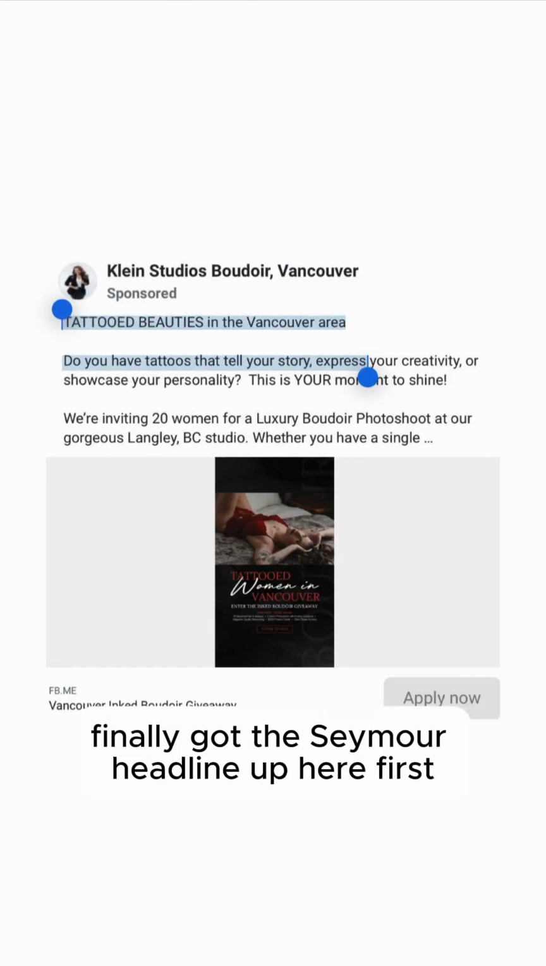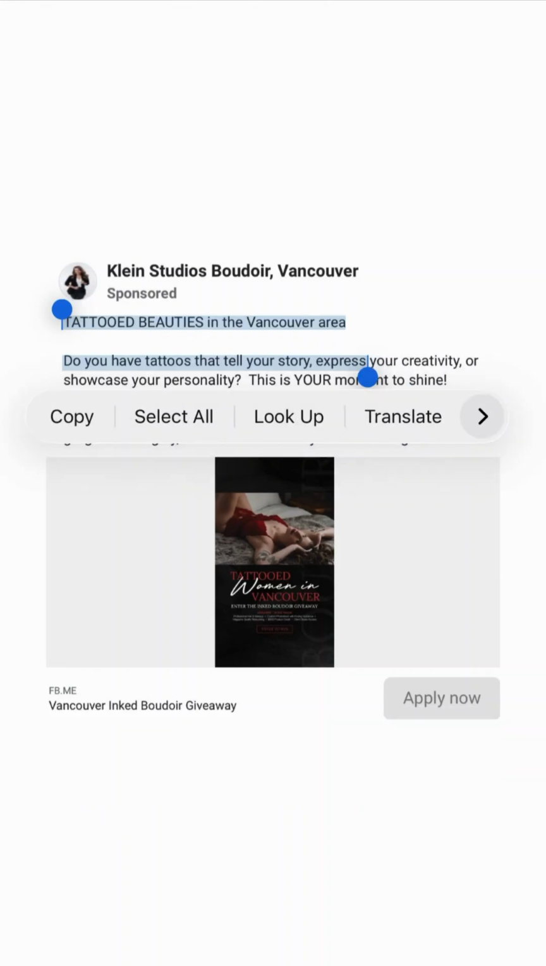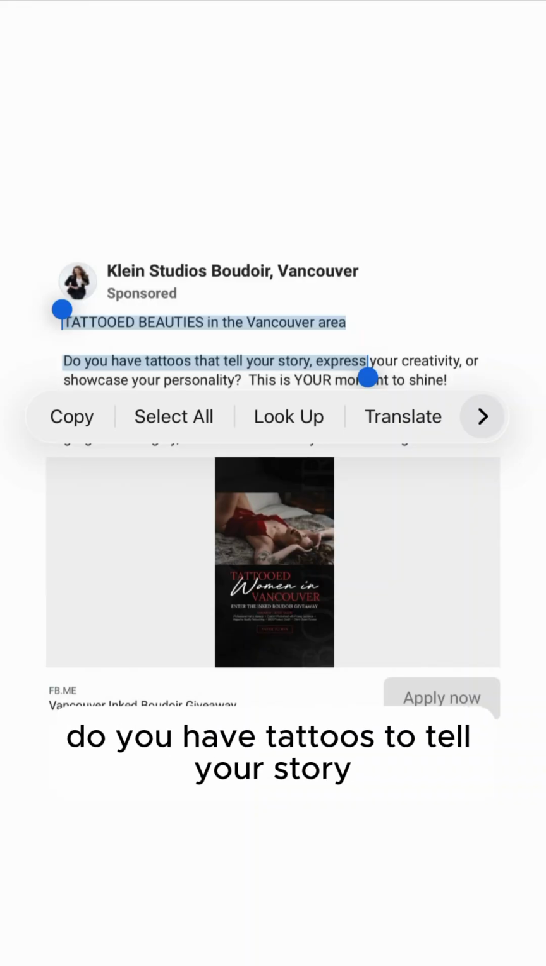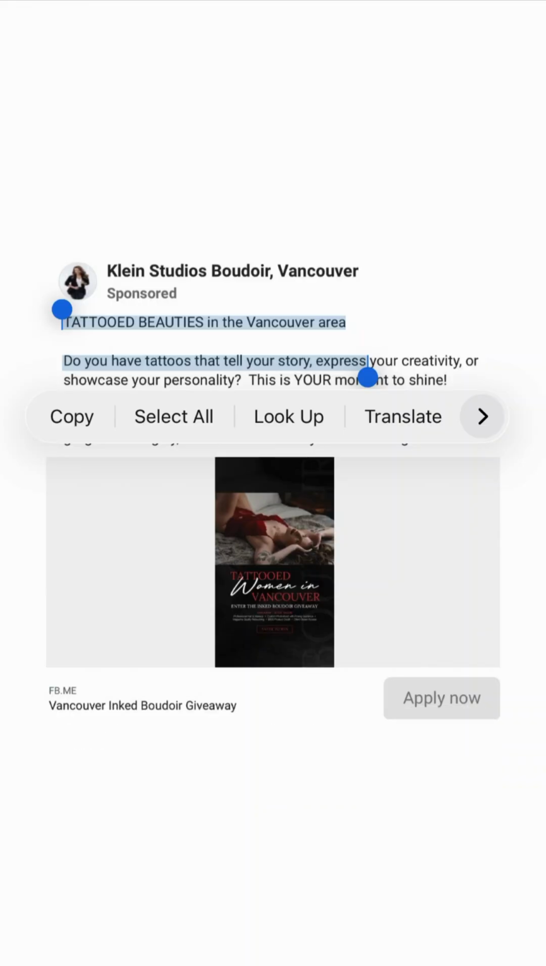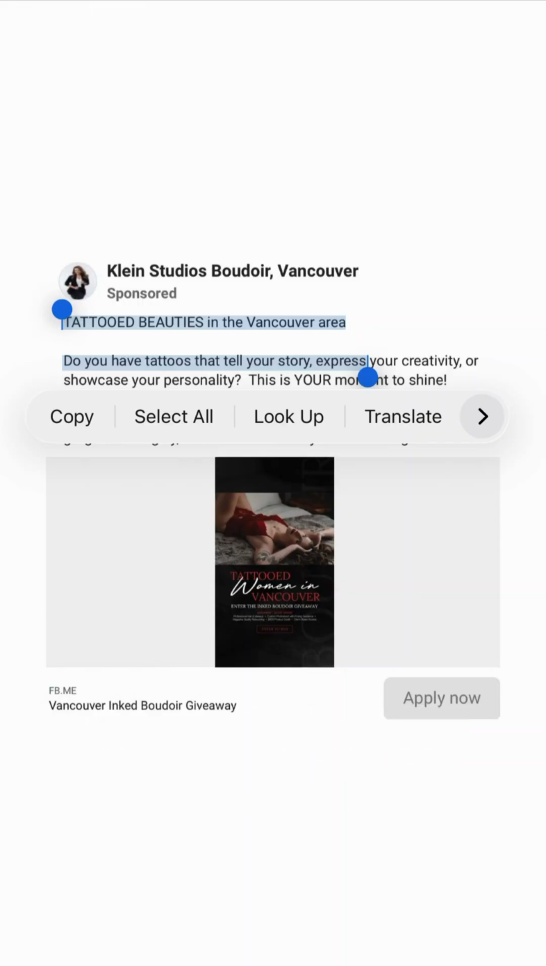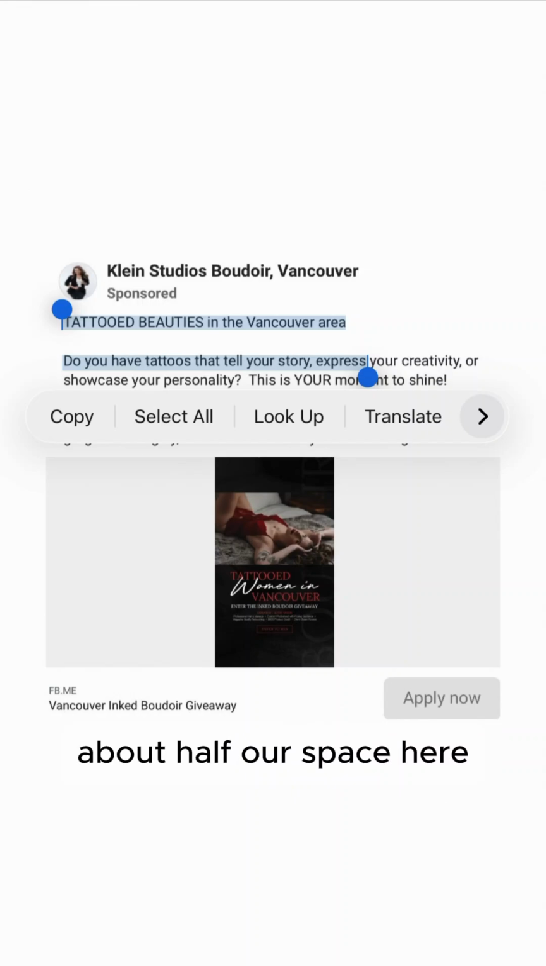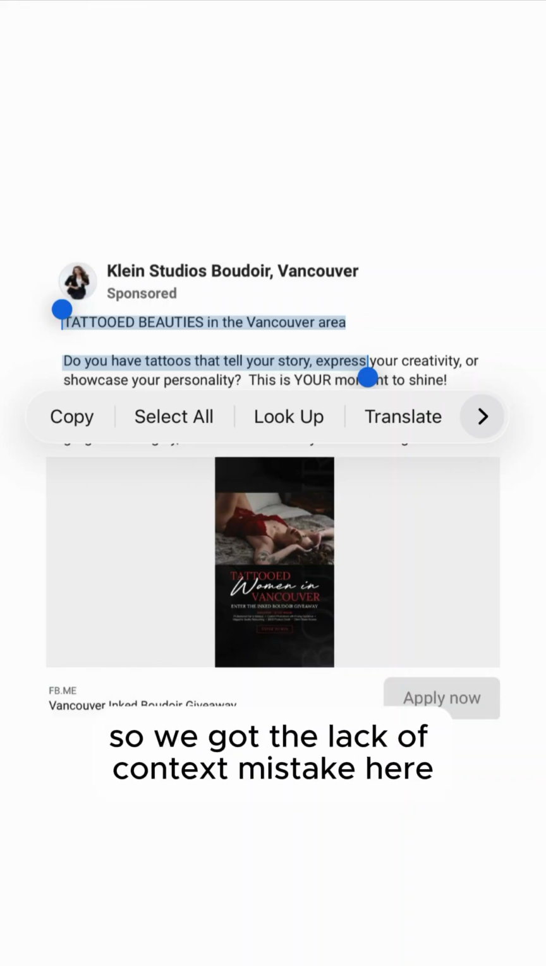Finally, got the see more headline up here. First 2 3/4 lines, Facebook mobile news feed. Tattooed beauties in the Vancouver area. Do you have tattoos that tell your story? All right, that is nice and specific. But we're literally wasting more than about half our space here because it's blank. So we got the lack of context mistake here.